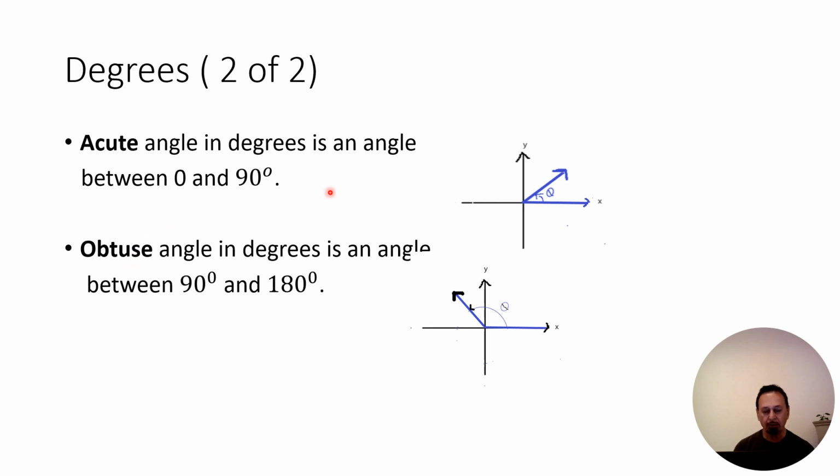Acute angle. An acute angle is an angle between 0 and 90 degrees. An obtuse angle is an angle smaller than 180 but larger than 90 degrees.